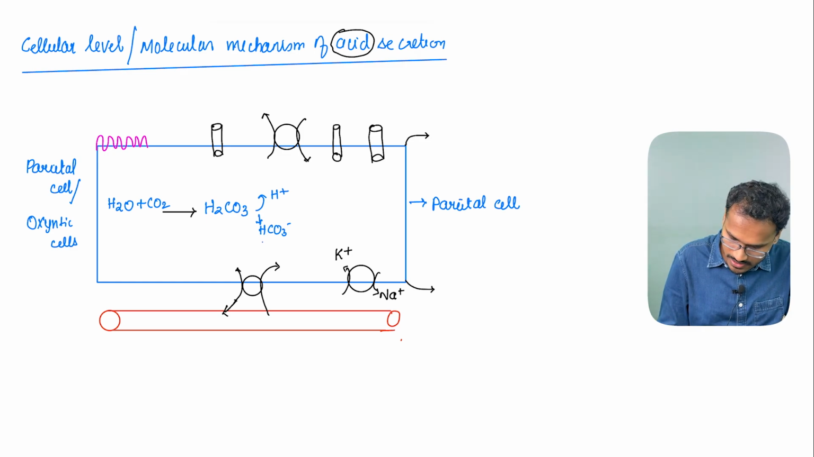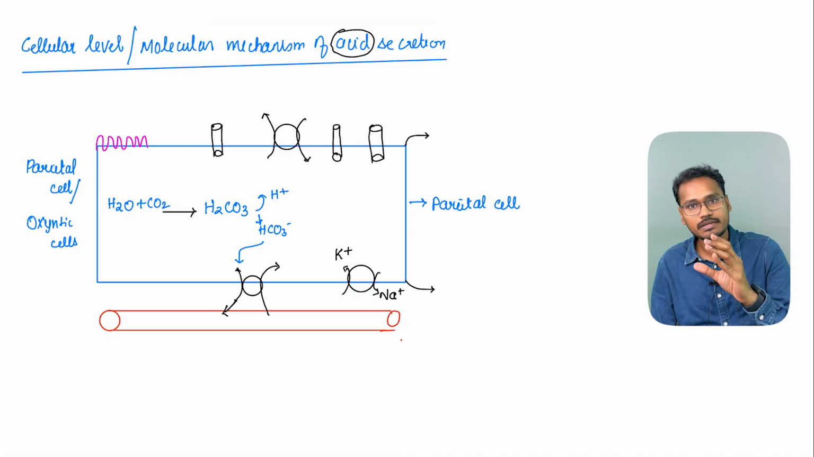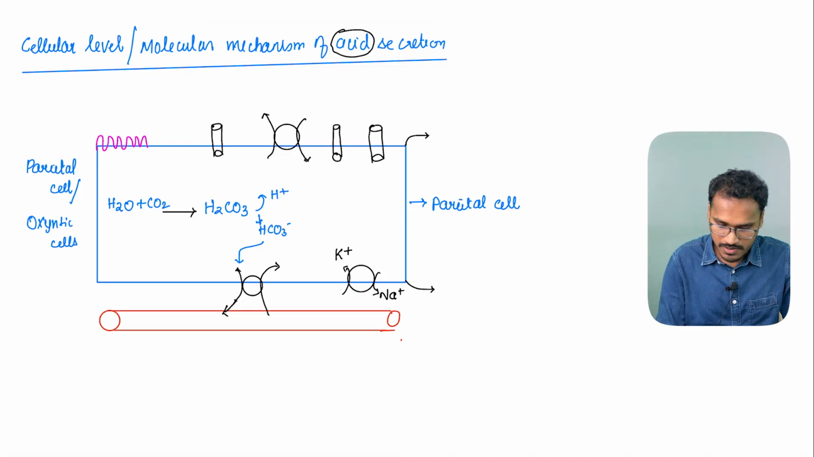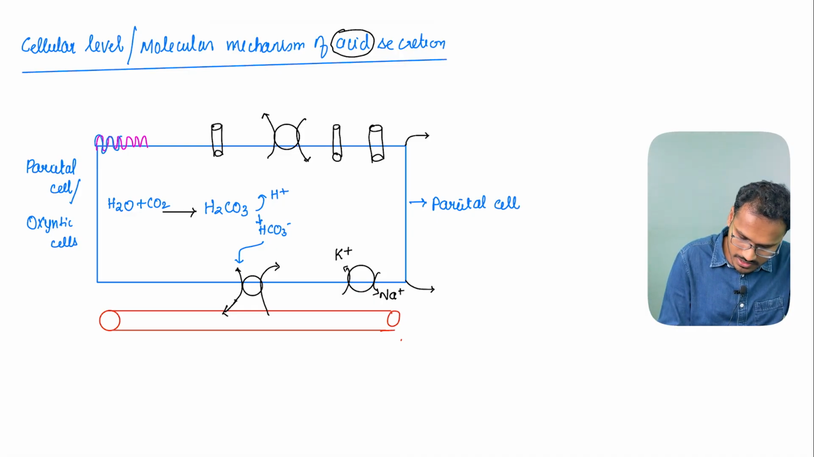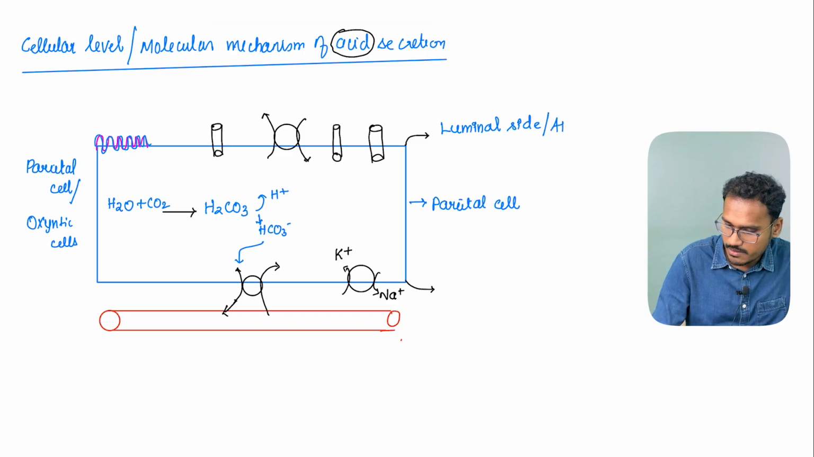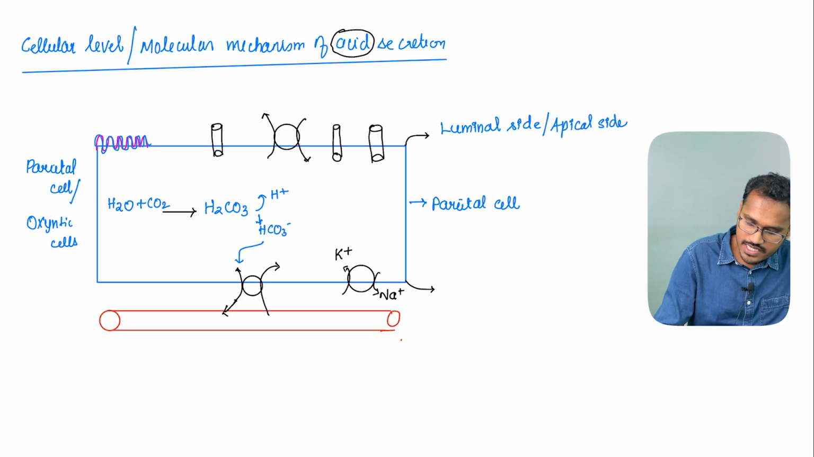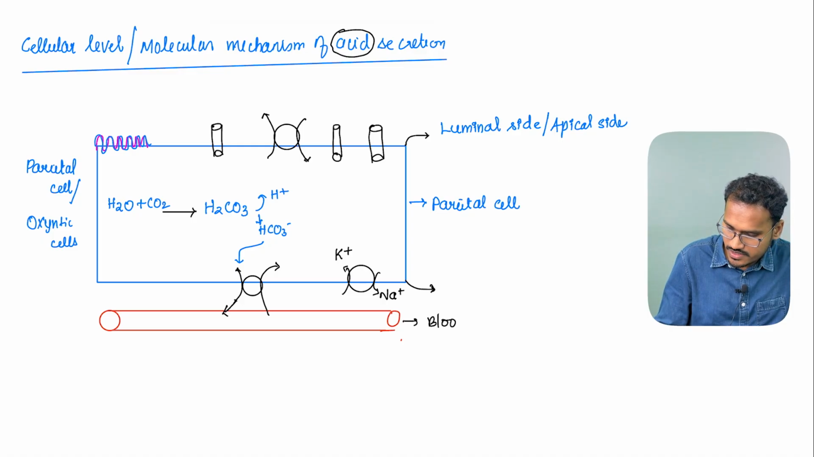This bicarbonate will go to the basolateral side. Here, first I have to understand inside the parietal cell, wherever the lumen is present, suppose you can see here, I have marked this area with some epithelial cells. So this is called the luminal side, where the food is present, or it is also called the apical side. And whichever side is closer to the blood vessel, here we have the blood vessel, you can remember it: towards the blood, it is the basolateral side.